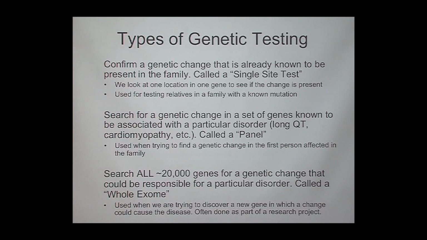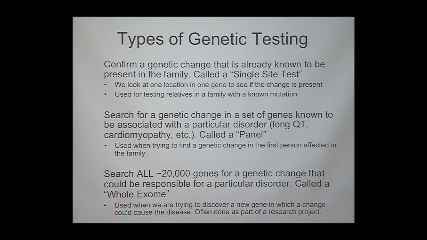And there are some situations where we'll search all 20,000 genes for a genetic change that could be responsible for a particular disorder. This is called the whole exome. And the exome is the 2% of the DNA that contains coding stuff for specific information. And this is used when we're trying to discover a new gene in which a change could cause a disease. This is often done as part of a research project, but not always.